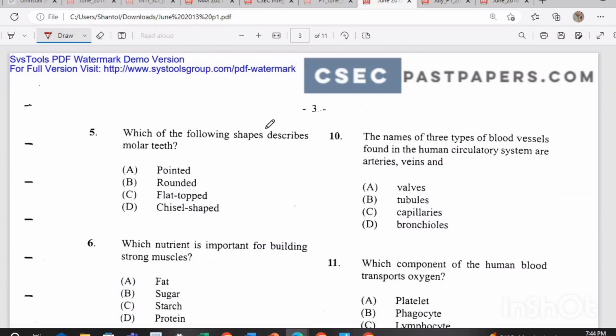Question 5. Which of the following shapes describes molar teeth? Remember, molar teeth are the ones in the extreme back of the mouth. The answer would be B, rounded. Sorry, not rounded. C, flat topped. Question 6. Which nutrient is important for building strong muscles? If you said D, protein, that's correct.